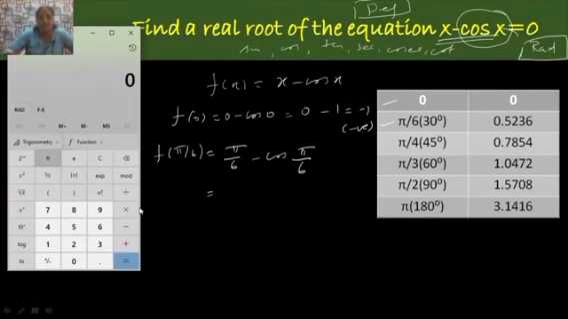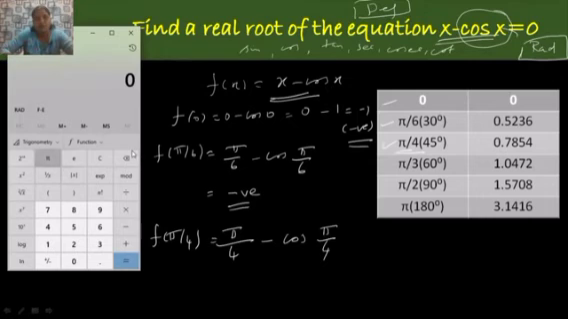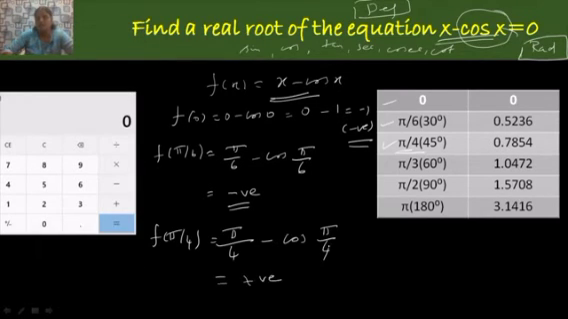Now I calculate pi by 6, that is equal to 0.523 etc. minus cosine value of pi by 6, that is equal to minus 0.3424 etc. So f of pi by 6 is a negative value. Now pi divided by 4, this equals minus cosine pi by 4, that is equal to a positive value, 0.078 etc. That is a positive value, isn't it? So at this point you get a positive value.